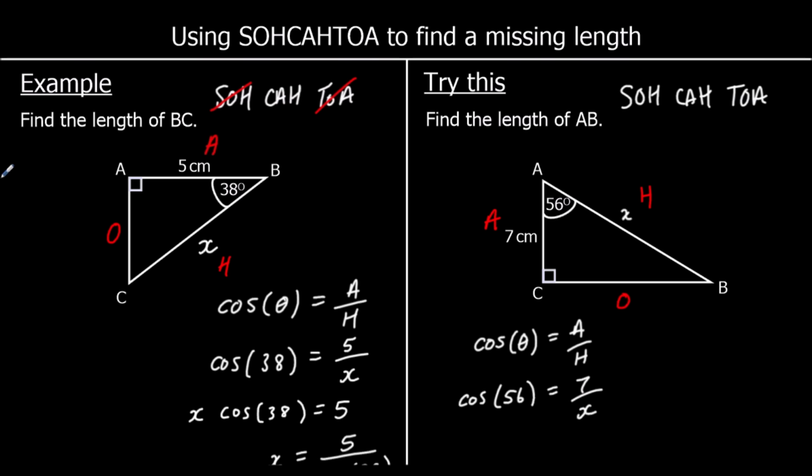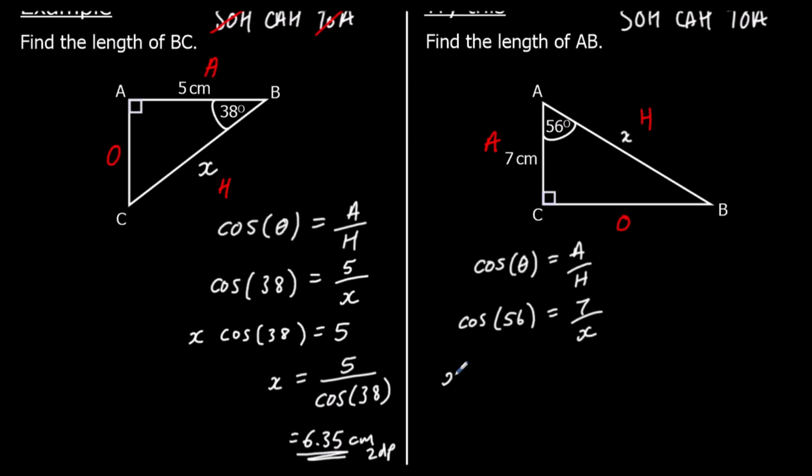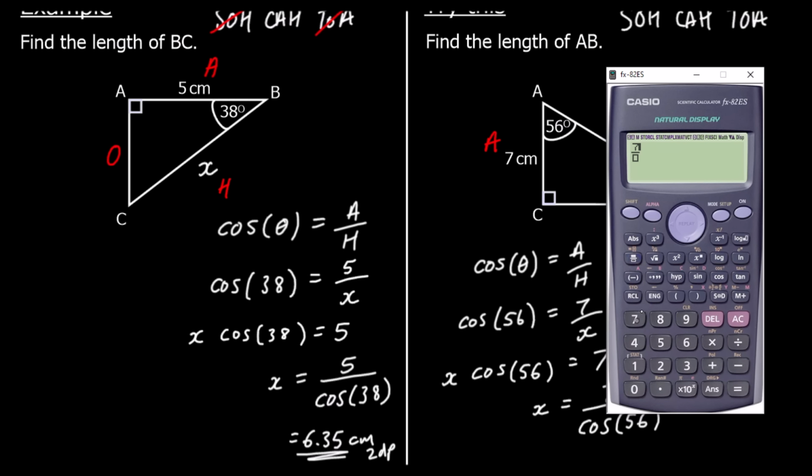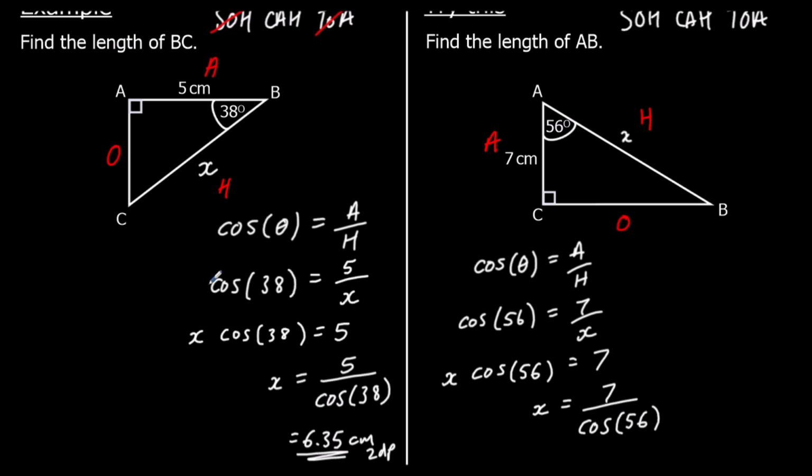Multiply both sides by x to get x cos 56 equals 7, and divide both sides by cos 56 to get x by itself. So 7 over cos 56. So type that into the calculator. 7 over cos 56 and we get 12.52 to 2 decimal places.